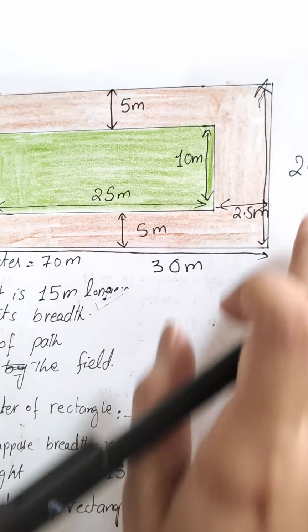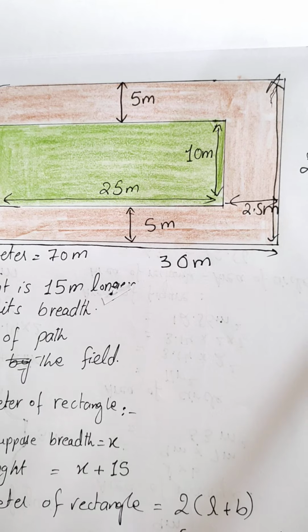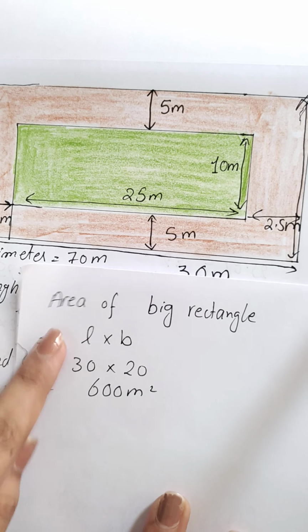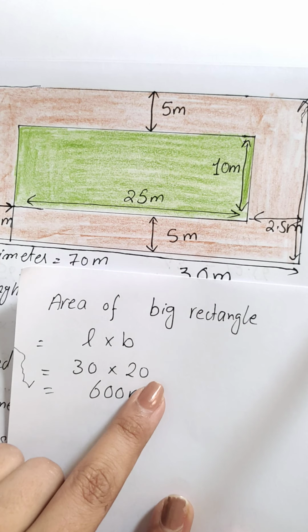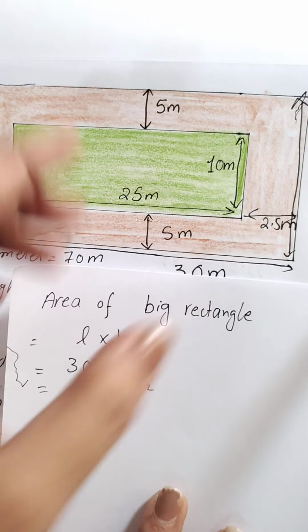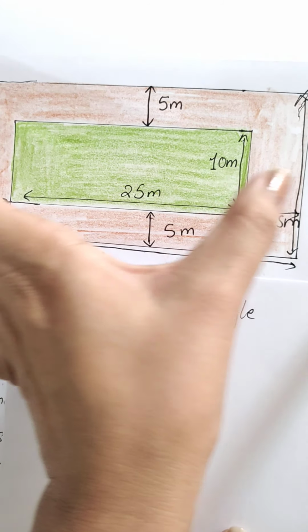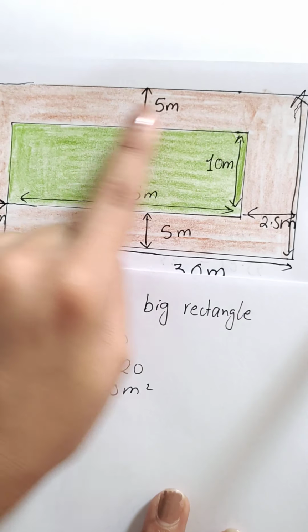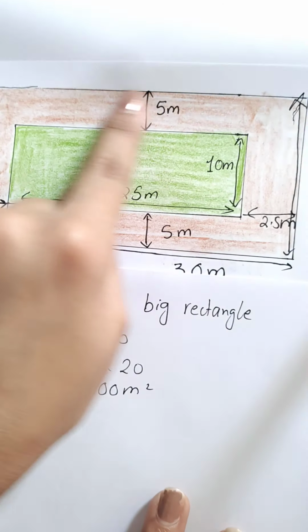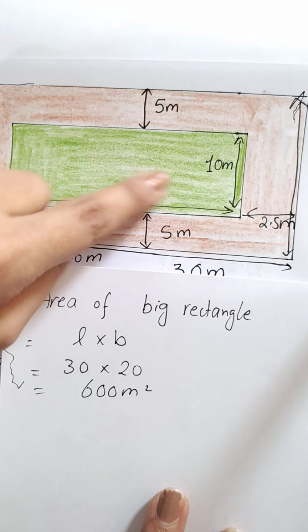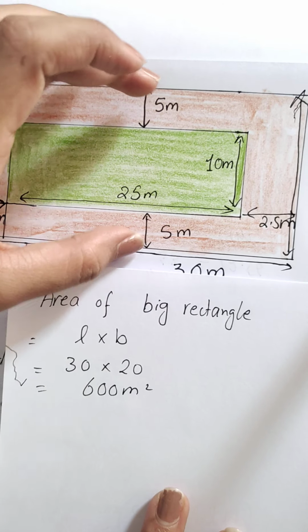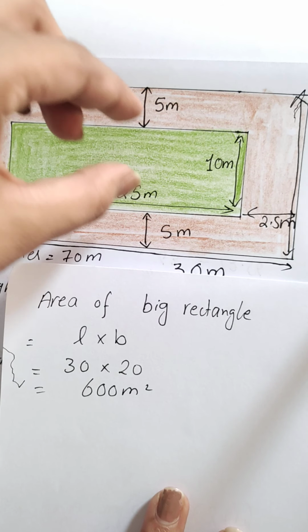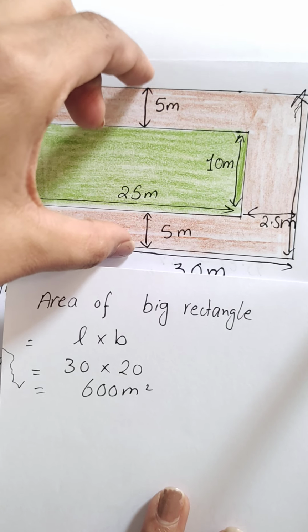Now we will find the area of this big rectangle. The area of the big rectangle is L cross B, using the same formula for the rectangle: 30 multiplied by 20, which is 600 meter square. This is the area of the big rectangle. Now I want to find out the area of this paved path which surrounds the park inside it. So how can I find it? Just subtract the area of the smaller rectangle from the bigger one.